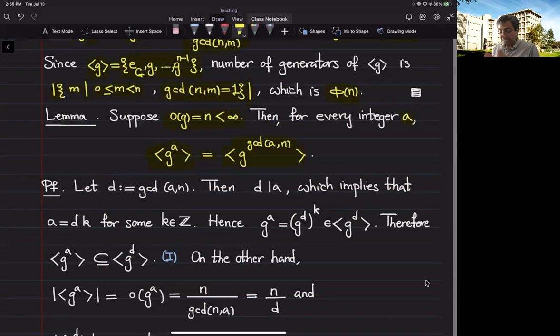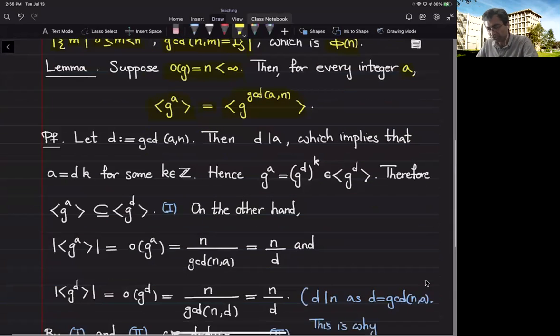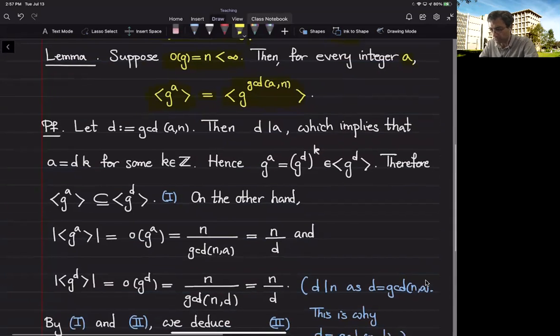Again, if g is of finite order n, then every cyclic subgroup of the group generated by g is generated by g raised to some positive divisor of n, a positive divisor of the order of g. That's the key. We are going to come back to this lemma and use it to describe all the subgroups of a given finite cyclic group. Okay, let's see why this is the case.